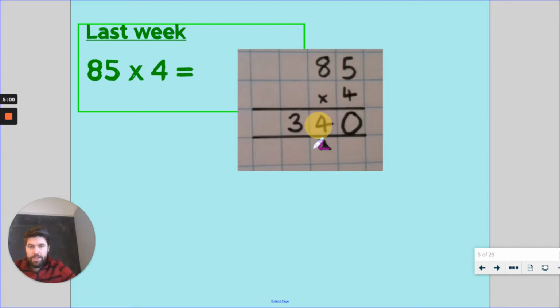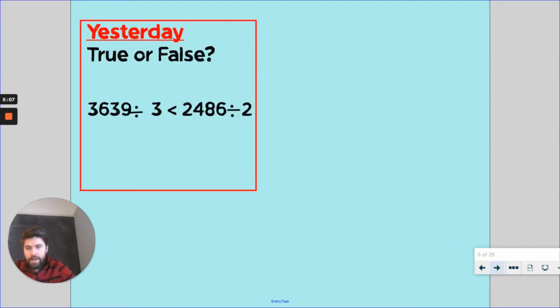Adding on that 2 to get 34, so the answer is 340. The last one came from yesterday. This is back to division. I'm going to do a little model of this one under the visualizer in a moment.